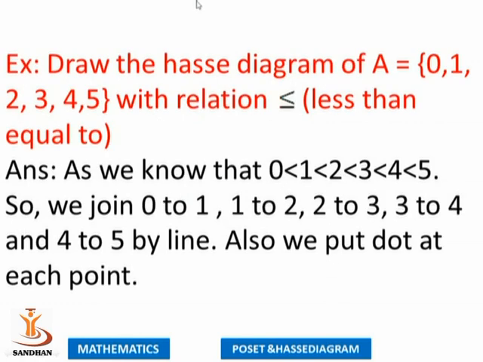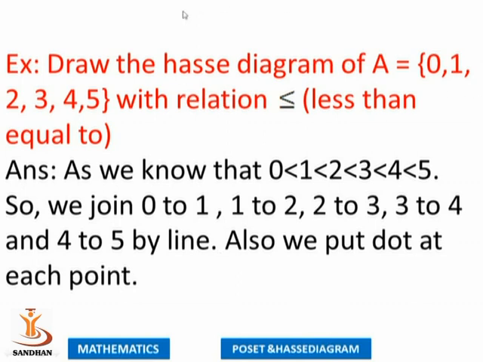So now we start to draw the Hasse diagram. We have to follow all the 3 conditions here. First, all the elements we put as dots. Second, if there is any intermediate, we omit that line also. And third, if A and B have a relation, the one which is lower we put at a lower height, and the one which is higher we put at a higher height.